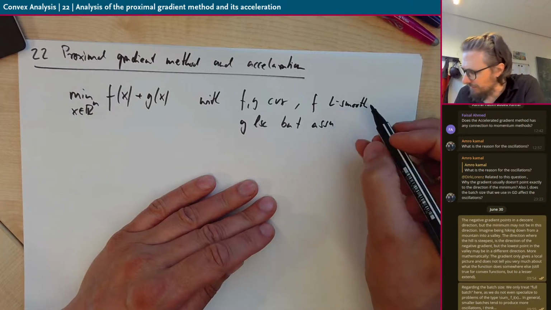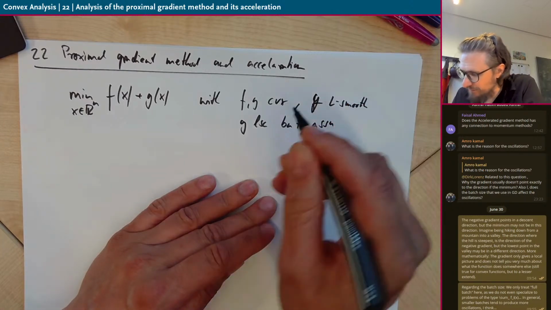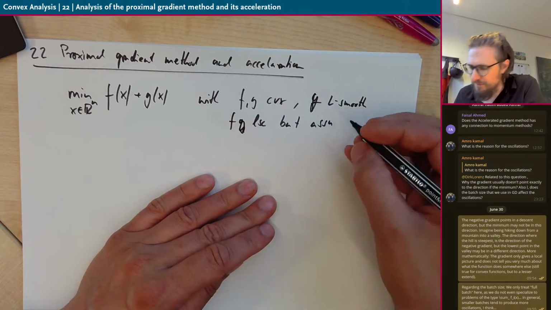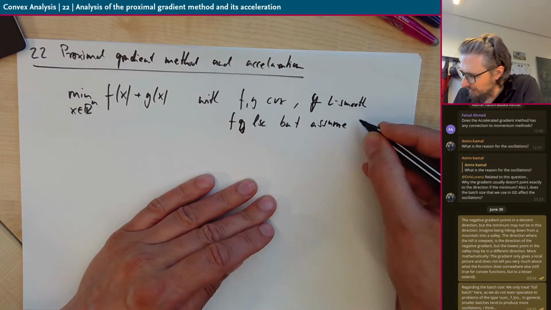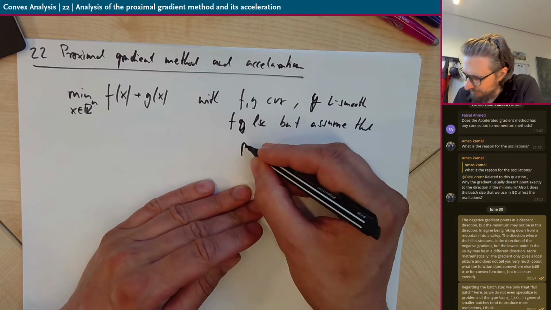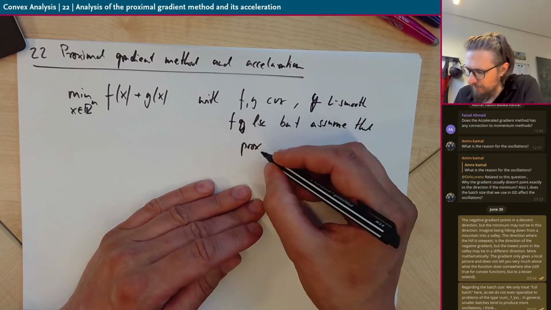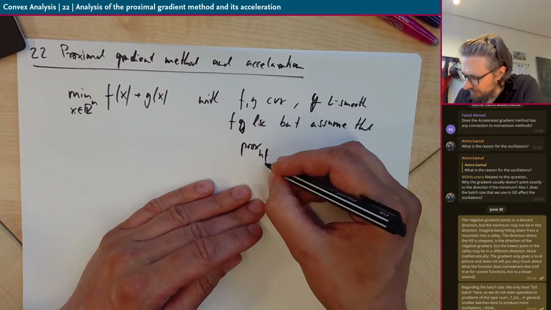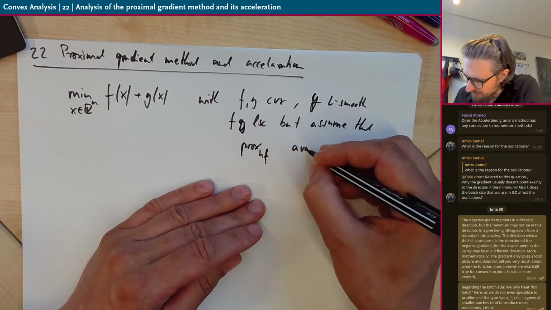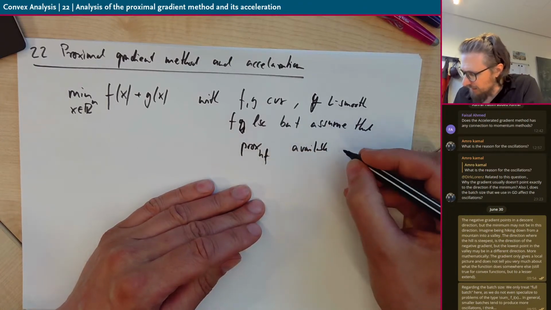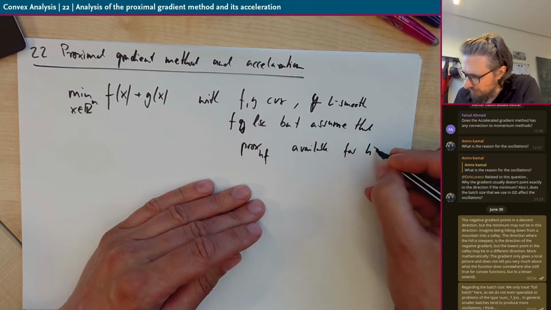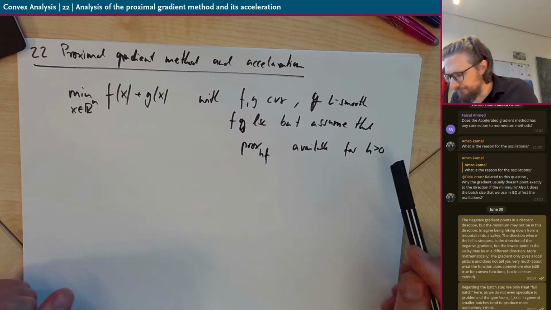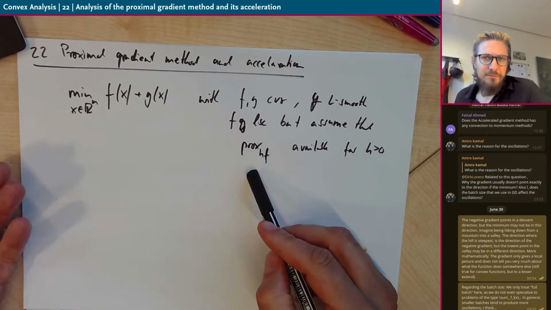Sorry, that was the other way around. So we assume that g is L smooth, and f is only lower semi-continuous, but we assume that the proximal operator of, let's say, h times f is available for any positive h. With available, I mean it's simple to apply.